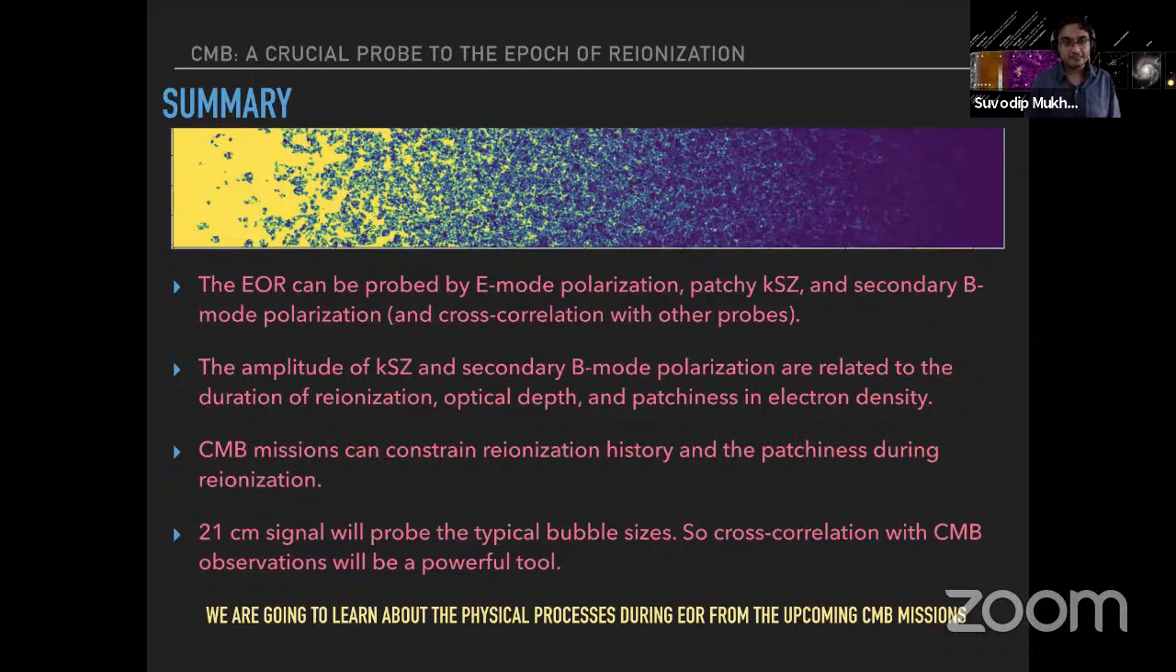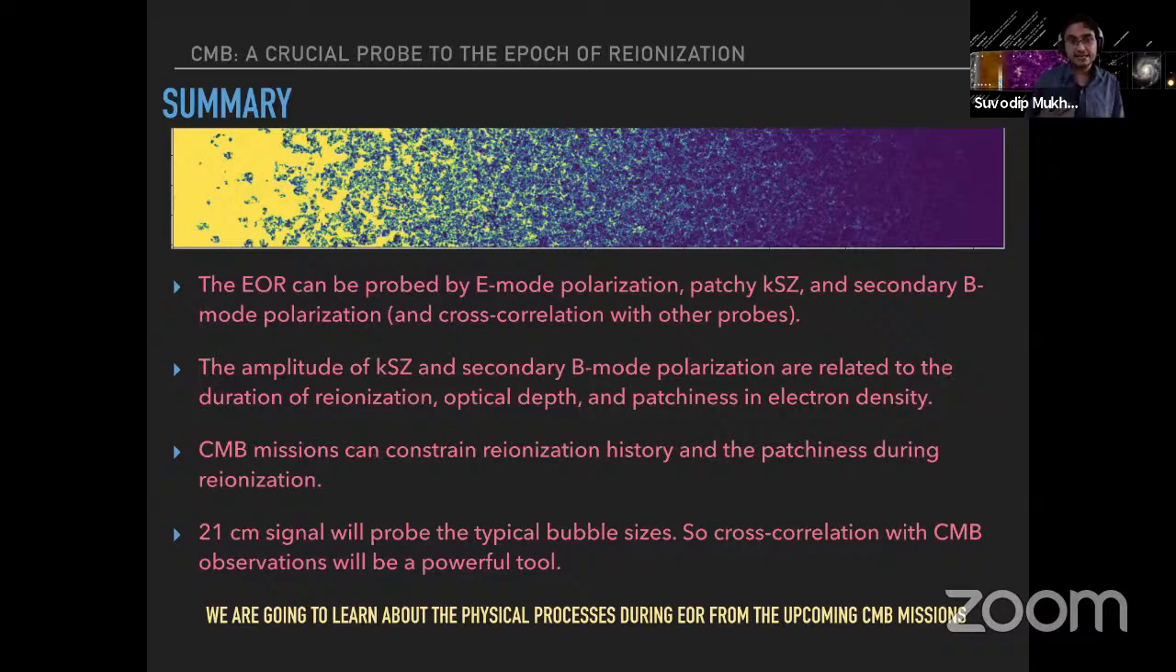The epoch of reionization can be probed by the E-mode polarization, patchy KSZ, the secondary B-mode polarization, and cross correlations with other probes. Certainly, this is very interesting. The amplitudes of the KSZ signal and the secondary B-mode polarization are related to the duration of reionization, the optical depth, and the patchiness and electron density. And these are the parameter space which you can now explore using these signals.